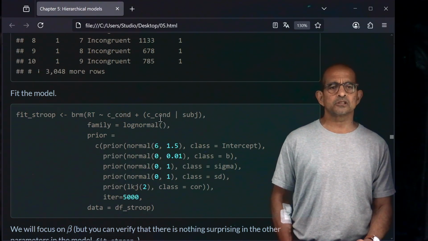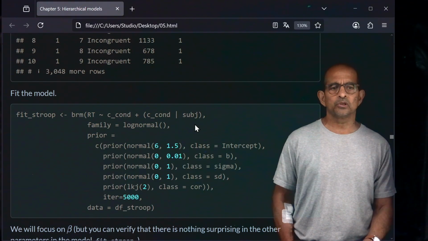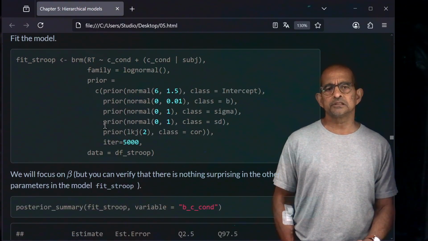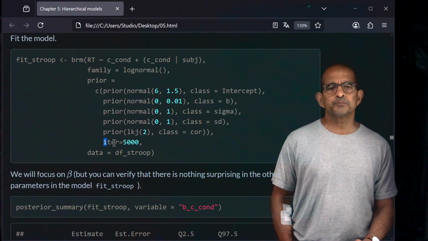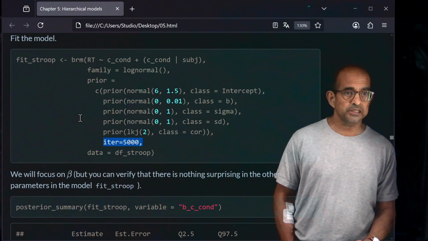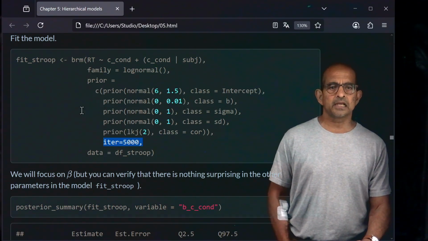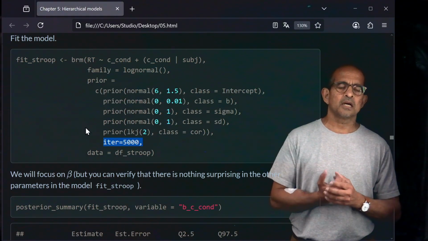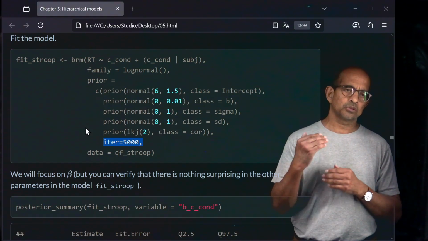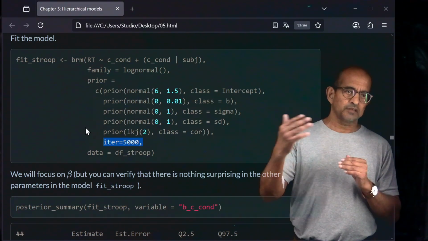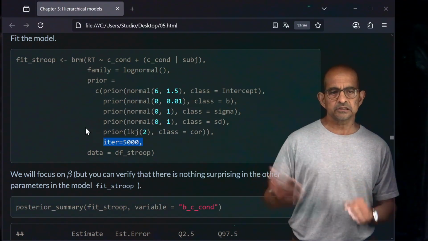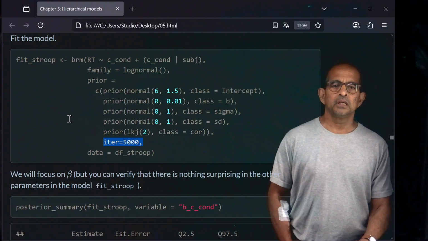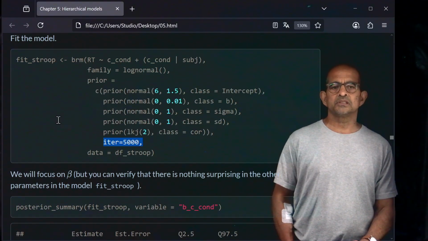I've got intercepts and slope adjustments by subject with correlations. So the specifications are the same as before. Notice that I put iterations equal to 5,000 here. The reason is that when I tried to fit this model with 2,000 iterations, I got some convergence warnings. The warnings advised me to increase the number of iterations. So I did that, and now I have 5,000 iterations.